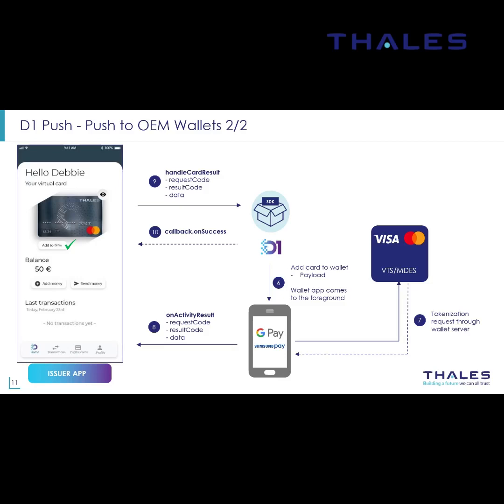the on success callback. For Google Pay, the issuer application needs to implement the on activity result method to receive the push provisioning request result. The application is only meant to pass the received result code, request code and data to the D1 SDK by means of the handle card result method. The SDK will then interpret the result and trigger a respective callback method.